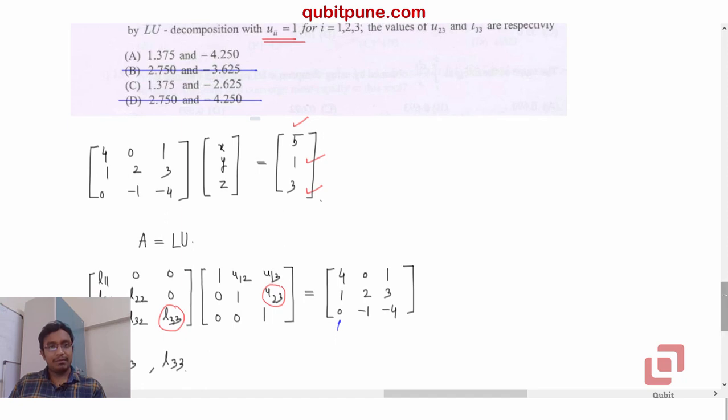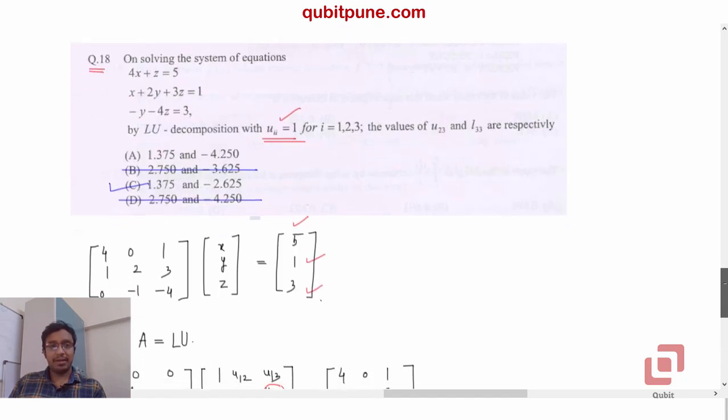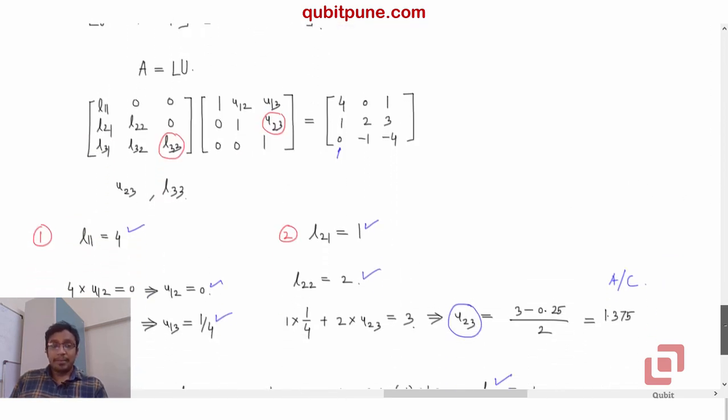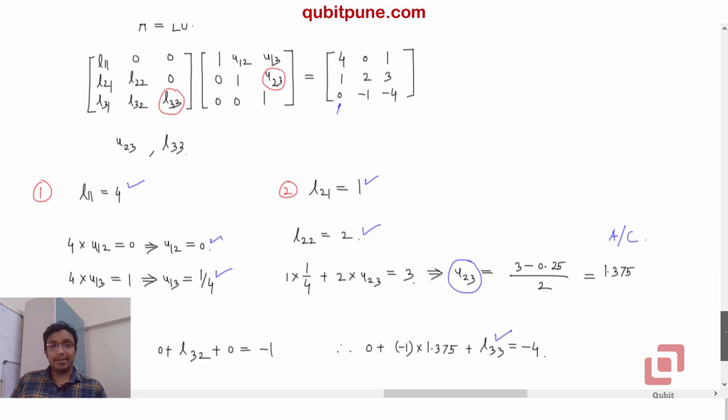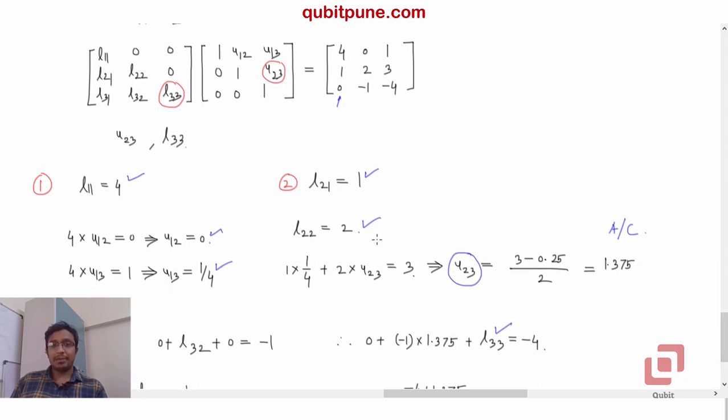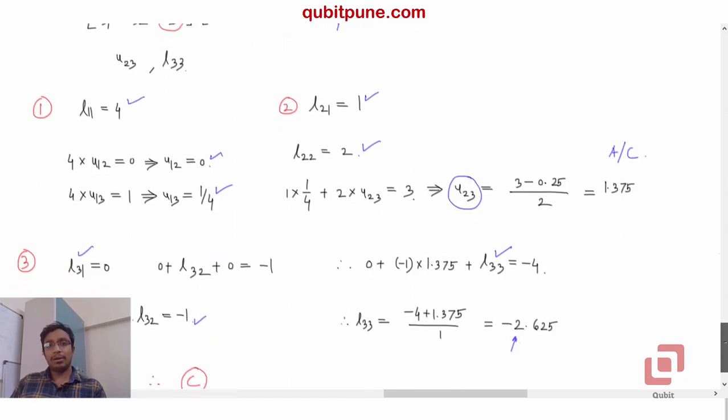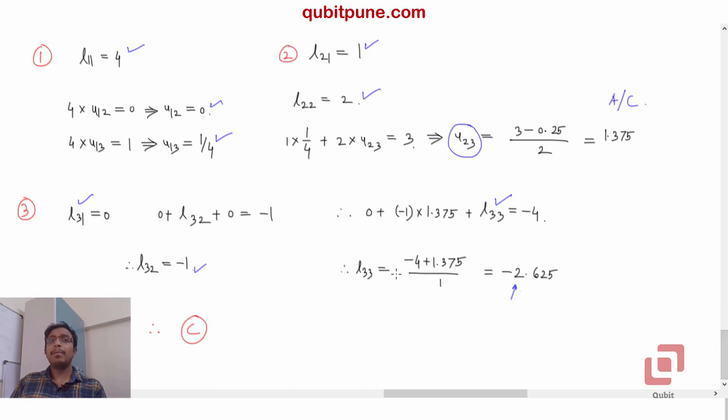Negative 2.625 is option C, and hence question 18 option C. Again, I request you to actually do these calculations on your own. Only then you will come to know which calculations are necessary and which calculations are not required. It is only through practice that you will learn how to solve the problem in the optimum time.